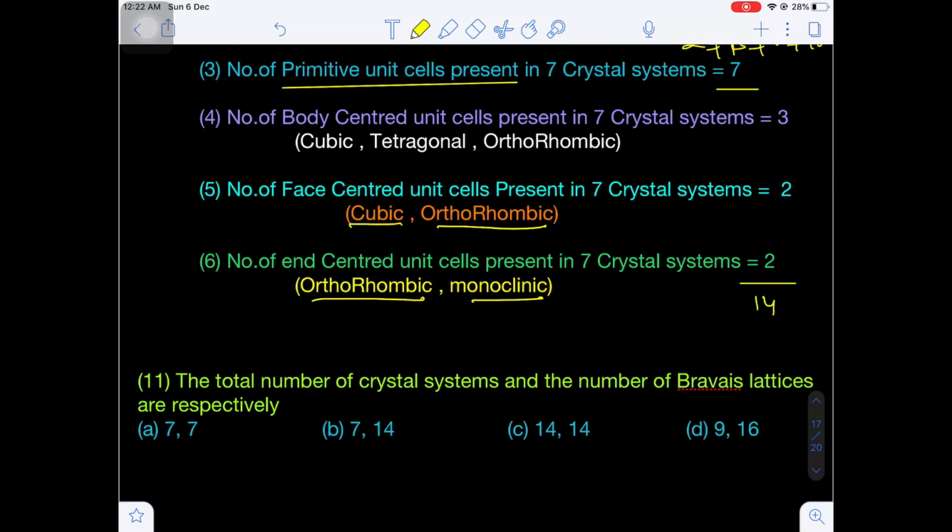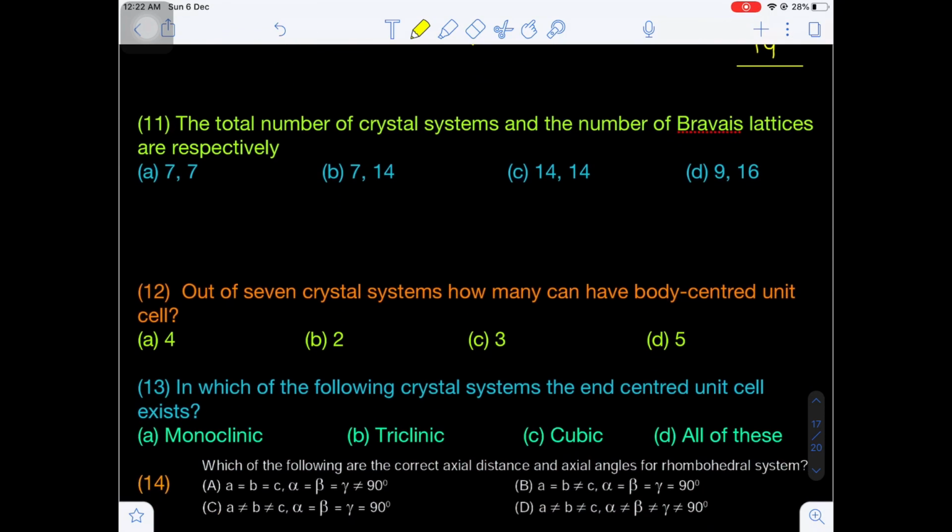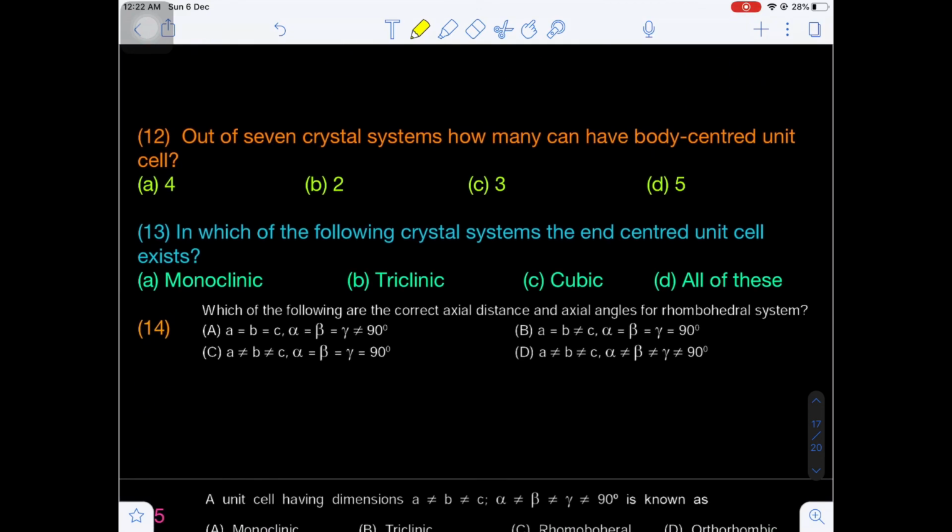Total, if you see Bravais lattices, the fundamental arrangement of the constituent particles in 3-dimensional space, 14. 7 plus 3 plus 2 plus 2. Yes or no? Now there are some objective questions here. The first question, the total number of crystal systems and Bravais lattices. Crystal systems will be 7 and Bravais lattices will be 14. So option B.